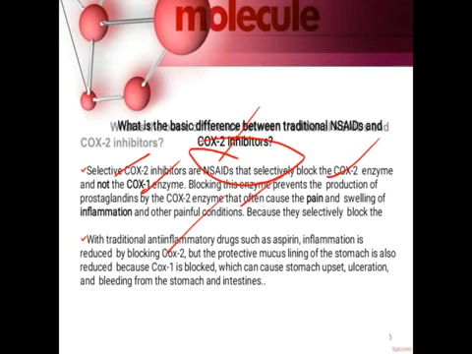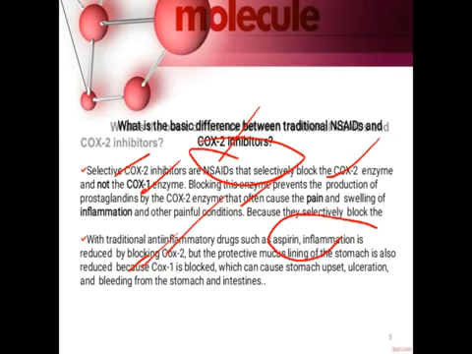So the traditional anti-inflammatory drugs such as aspirin, inflammation is reduced by blocking the COX-2. But the protective mucous lining of the stomach is also reduced because COX-1 is blocked, which results in the formation of stomach upset, ulceration, or bleeding from the stomach and intestine.